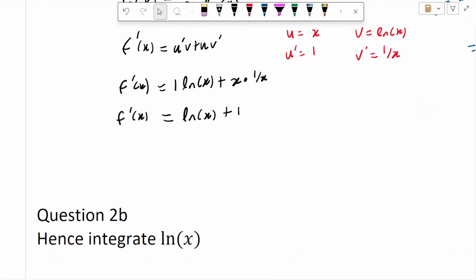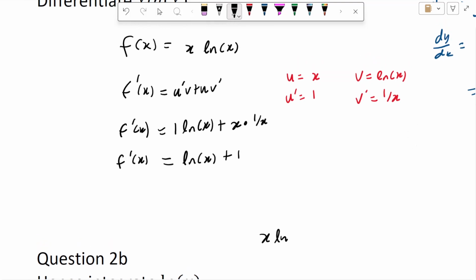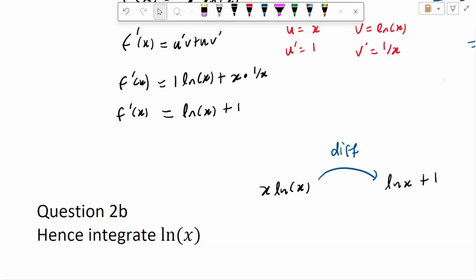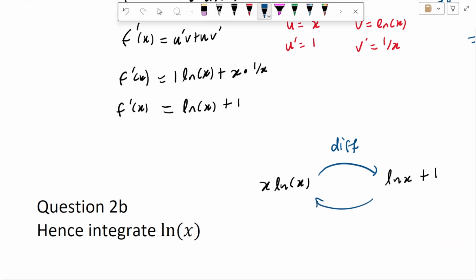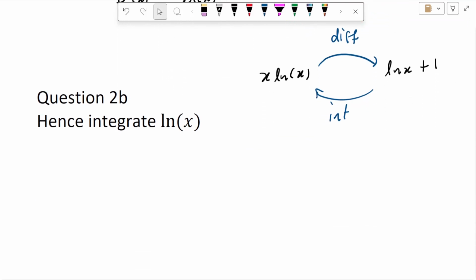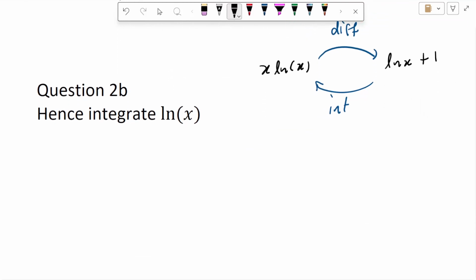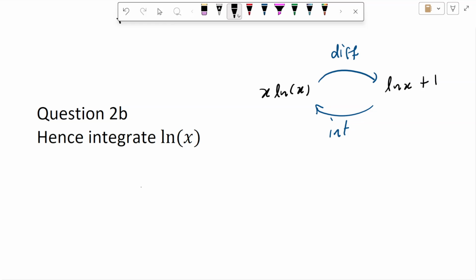So what have we learnt from this part? We've learnt that if I take x log of x as a starting point and I differentiate that, I get log of x plus 1. So then if I integrate that, I should get back to what I started with. Hence, find the integral of log. With these part B's, you always start with this statement that we just learnt. So I've learnt that if I take log of x plus 1 and I do the integral to that, I should get x log of x.